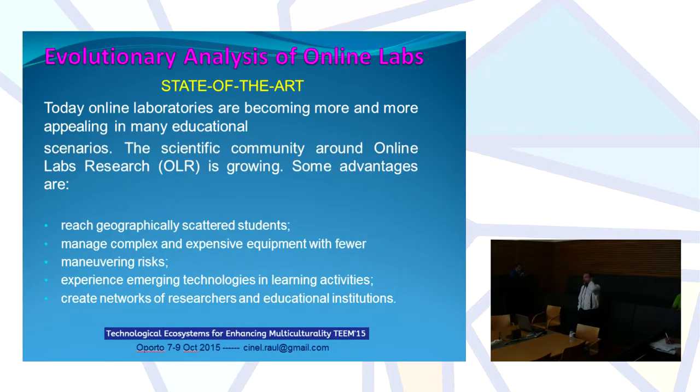Today, what is the state of the art? Online lab systems have become very spread all around the world. There is an online labs research community, and it is growing. There are some advantages, because it's possible to reach geographically scattered students, for instance in Australia, and all the offshore students from Malaysia, Singapore, etc. They also allow sharing resources. It's possible to maneuver complicated systems without any danger, because software can protect equipment and people. And also, it's possible to experiment with emerging technologies like mobile phones, the Internet of Things, and so on. Of course, the online labs are not good by themselves alone. The important thing is to make a community of online labs that can share all these resources.